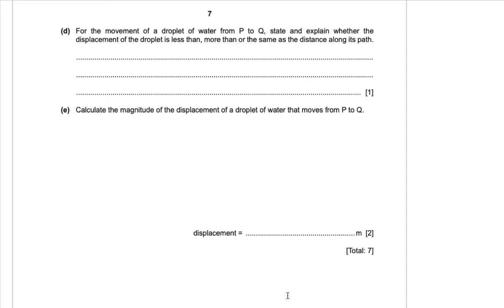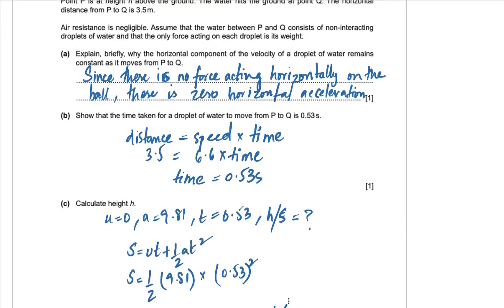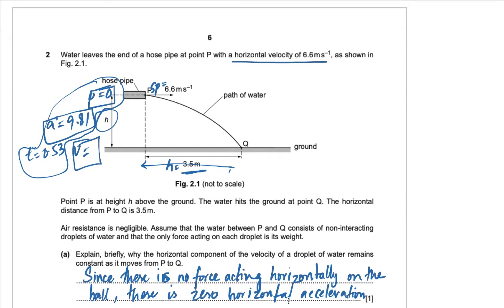All right. Now part D. For the movement of a droplet of water from point P to Q, state and explain whether the displacement of the droplet is less than, more than, or the same as the distance along its path. So let's move back to the diagram. This figure 2.1. You have to determine whether the displacement of the water droplets when they're moving from point P to point Q is less than, equal to, or more than the distance that the water droplets cover.